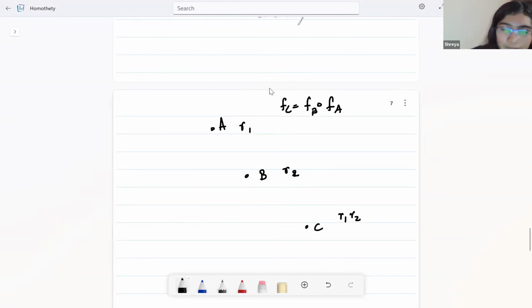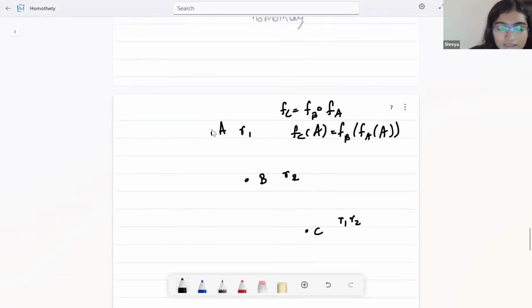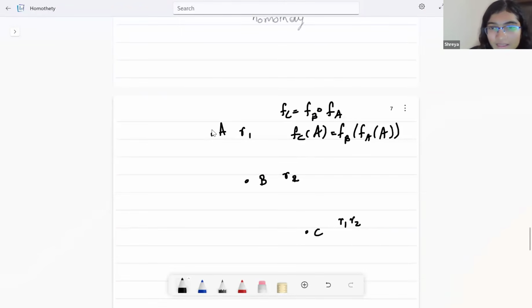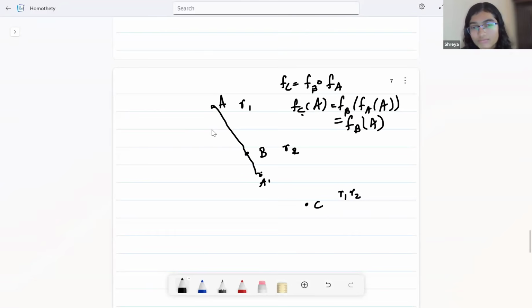If we apply this at A, then we'll get FC of A is equal to FA of A. The reason we are looking at A is that A is extremely nice for homothety, since the first homothety becomes trivial over here. This is like FB of A, so whatever it is, it lies somewhere on this line. And we also have that C, A, A prime need to be collinear because this is a homothety at C. So C also lies on this line.